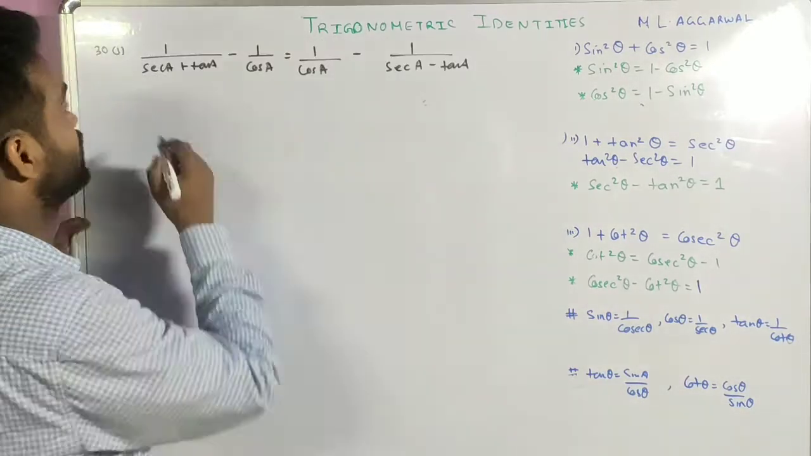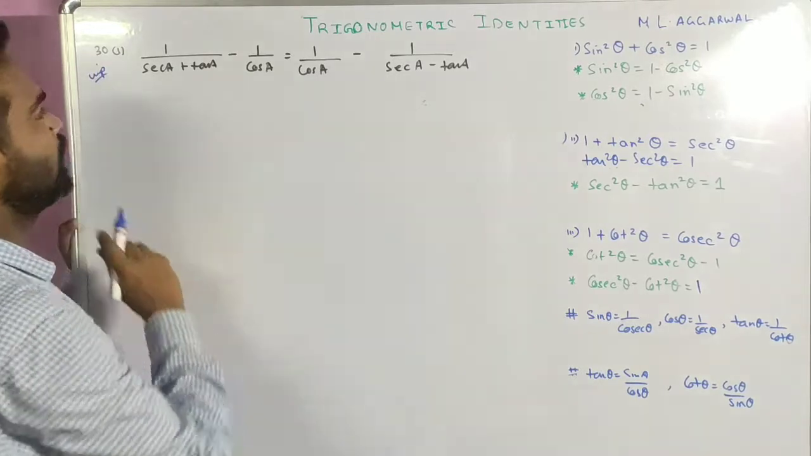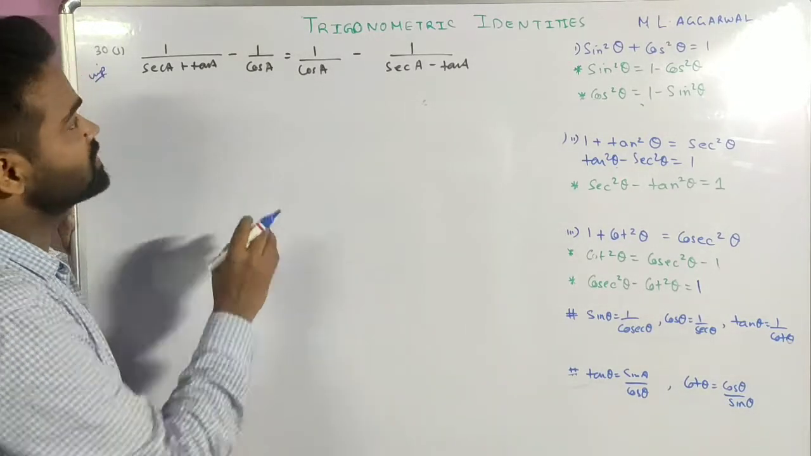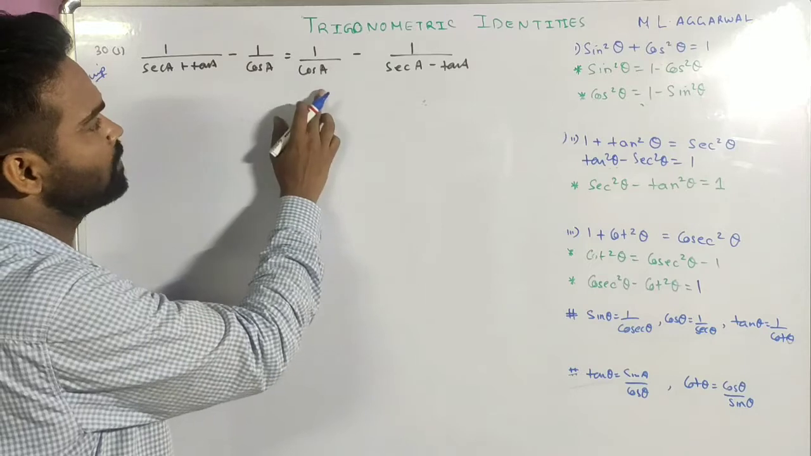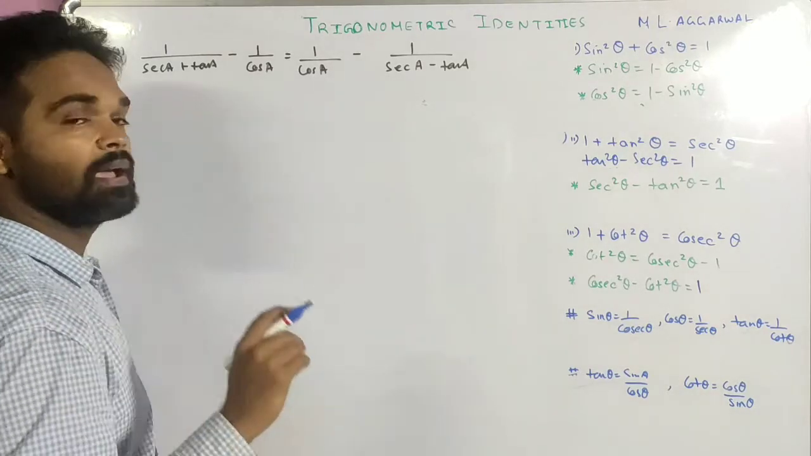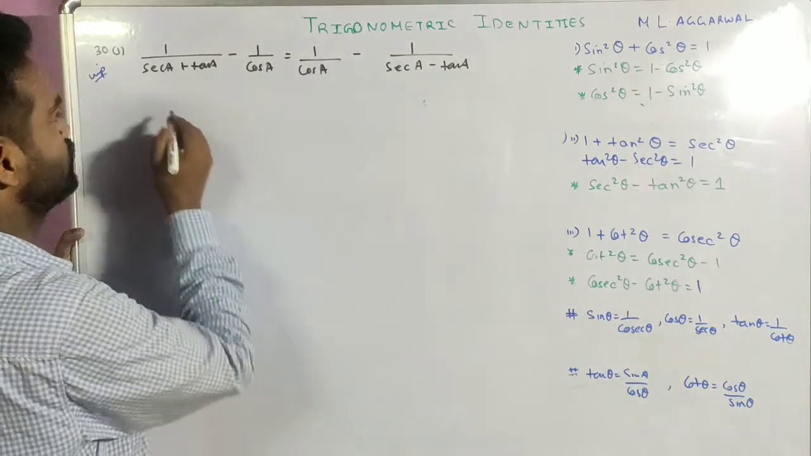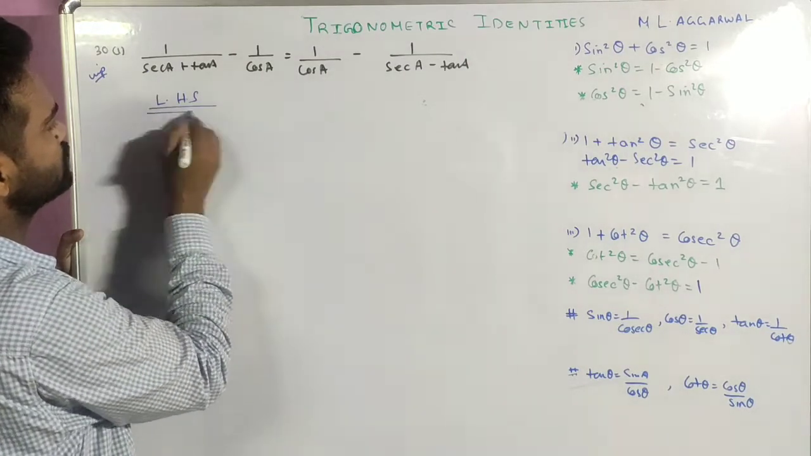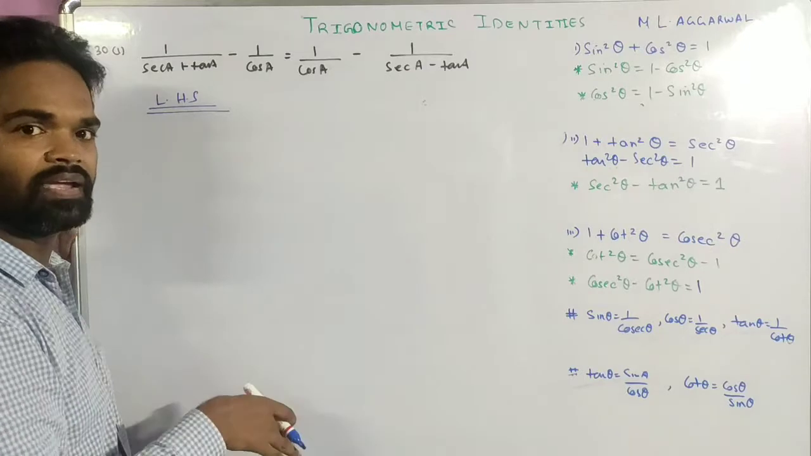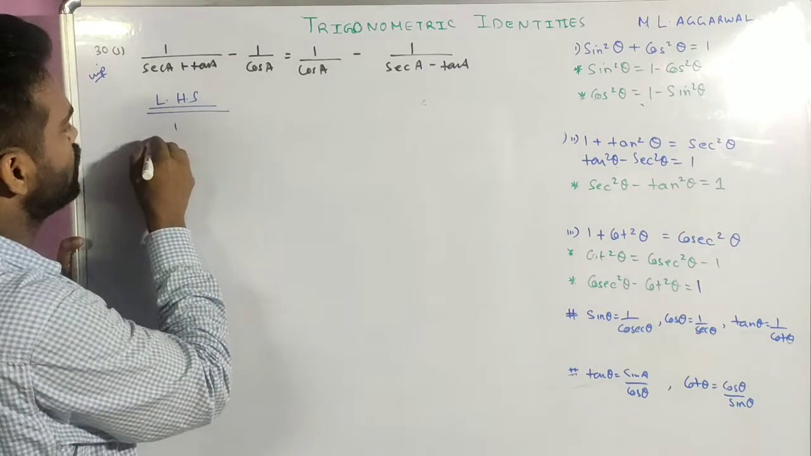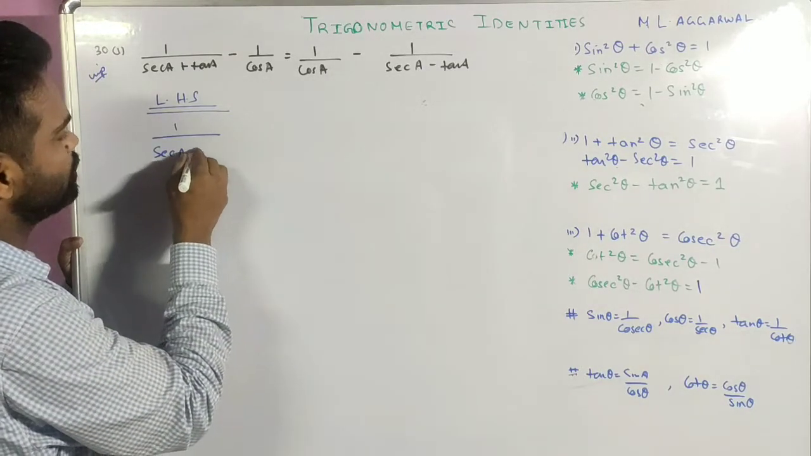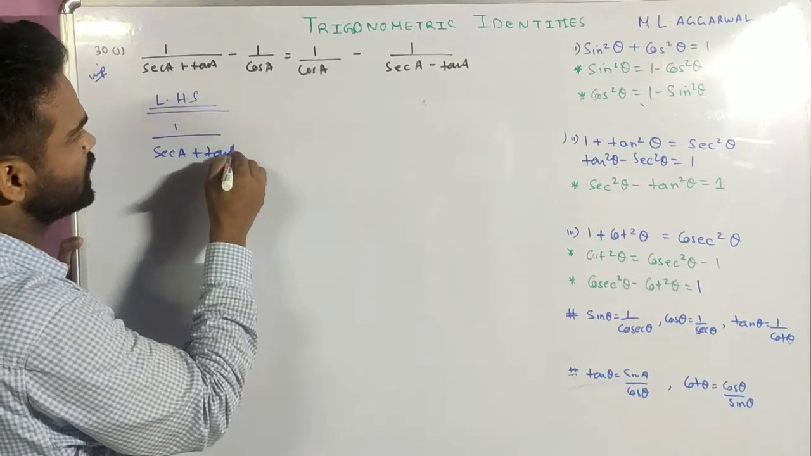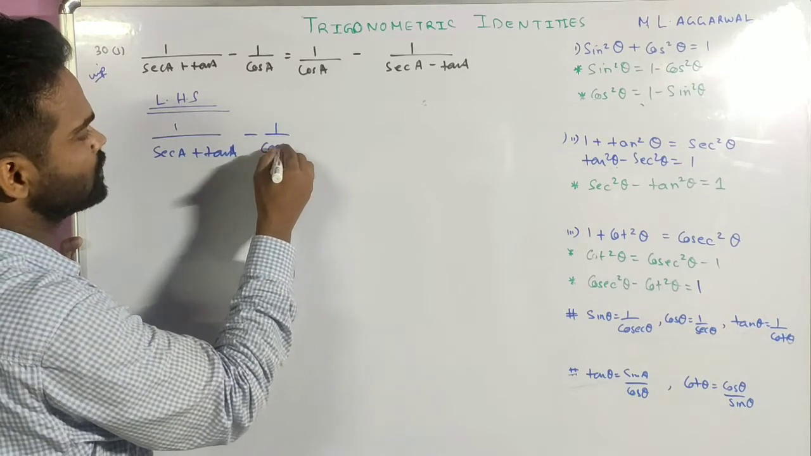Now look at this sum. Very interesting and very important. 30 part 1. Prove that 1 by sec A plus tan A minus 1 by cos A equals to 1 by cos A minus 1 by sec A minus tan A. Very simple. Look over here. Okay. Your LHS. I solve LHS and RHS, simplify it and get the same value. See? 1 by sec A plus tan A minus 1 by cos A.